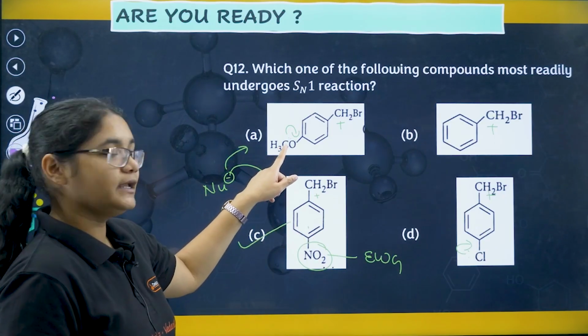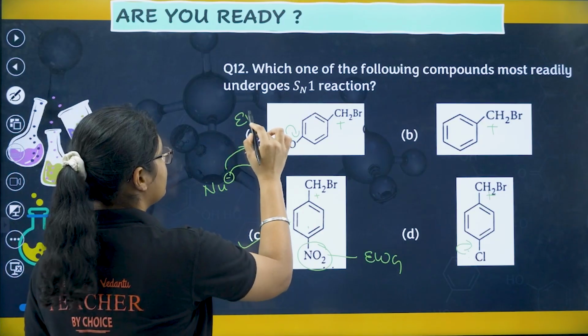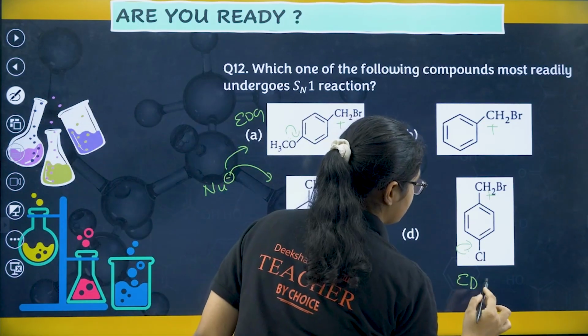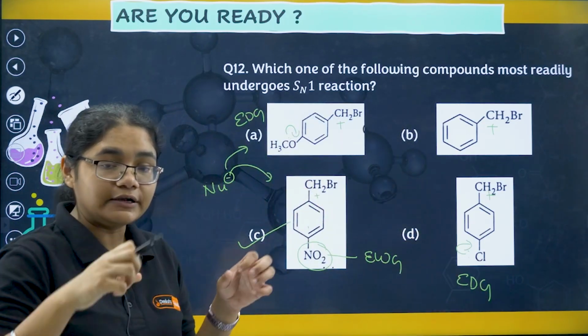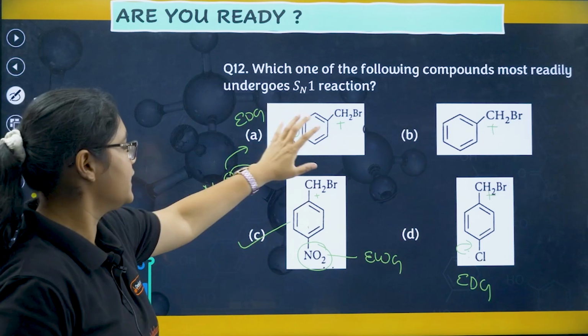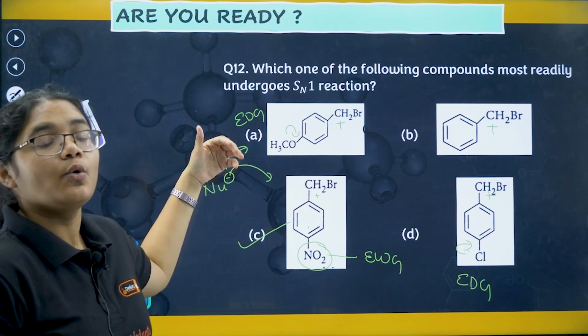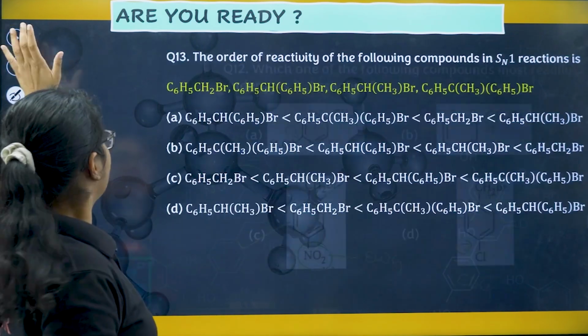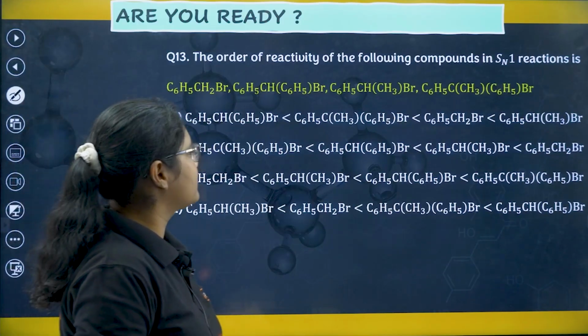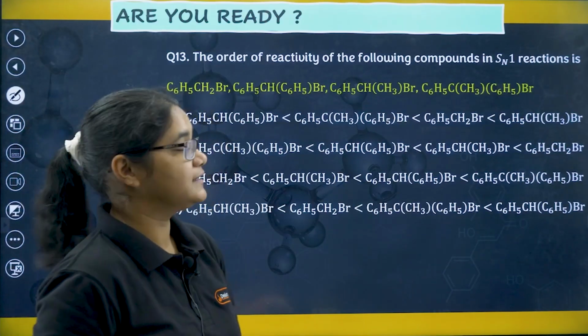This is an electron donating group, and this is also an electron donating group. So these two, what they do, they reduce the electron deficiency of the ring, and that is why the nucleophile will not react. Next, we have the order of reactivity of the following compounds in SN1 reaction.